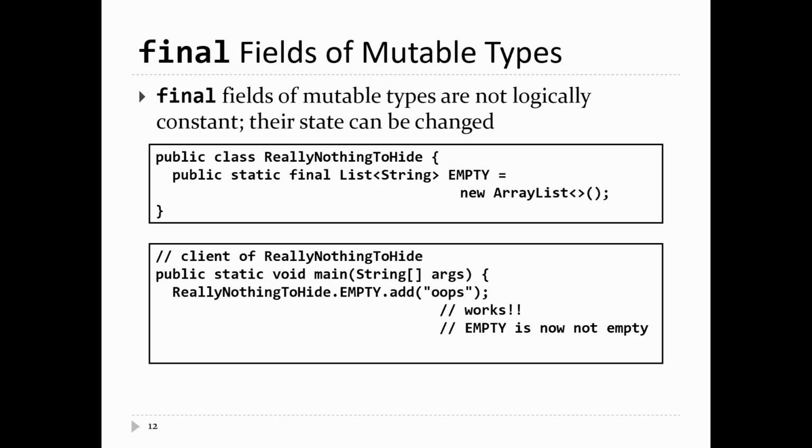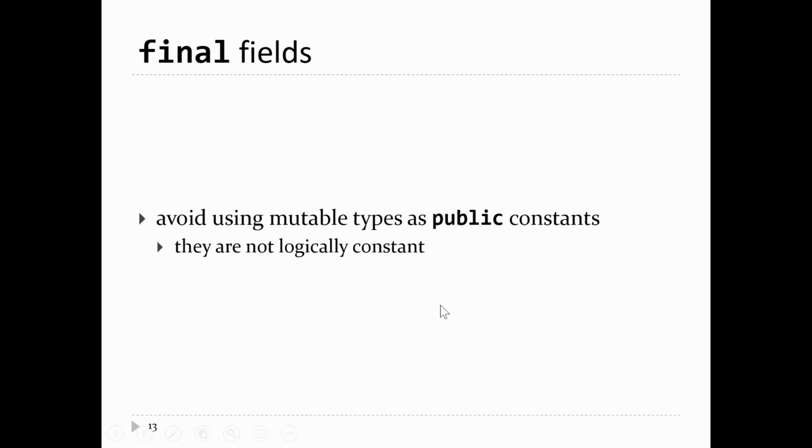The compiler does not flag this at all as being an error. So your thing that's empty is no longer empty, which means that name doesn't really make any sense. So a final field of a mutable type is not logically constant, because you can change the state of that object. So in other words, don't do that. Don't make a public static final field whose type is a mutable reference type, because you can change the state of that object, and it's not constant.